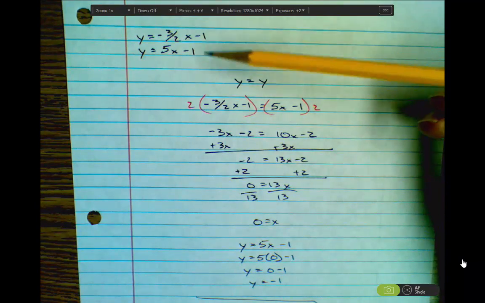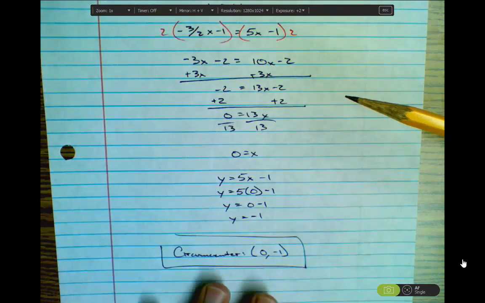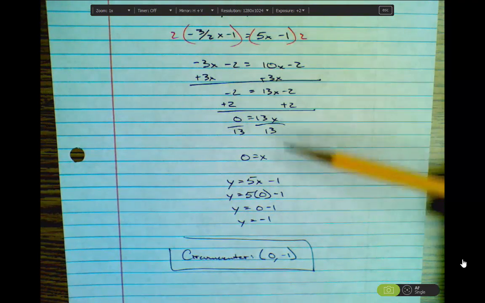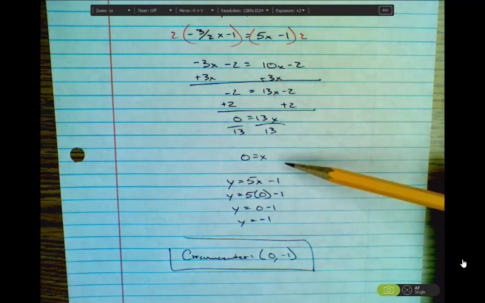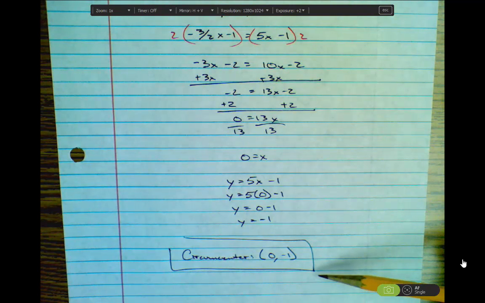Same idea here. I now have a system of equations. I would set them equal to each other and solve. To clear the fraction, I would multiply both sides by 2, and then I would get a circumcenter of (0, -1).